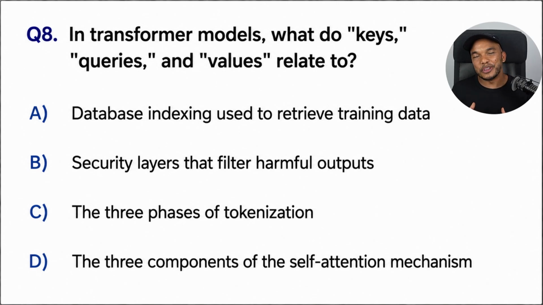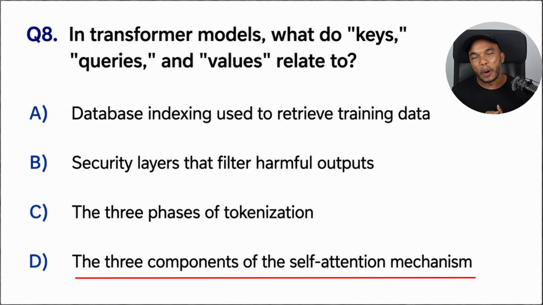And the answer here is going to be D, the three components of the self-attention mechanism. We just had a question on the self-attention mechanism a bit earlier. Remember, it's what allows the AI models to establish context and the relationship in the words. So what typically happens here is that in your prompt, each word would have a query, a key, and a value. Essentially, the query would say, okay, what should I pay attention to?